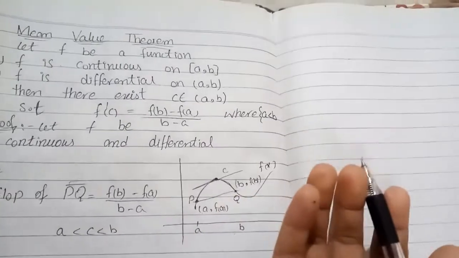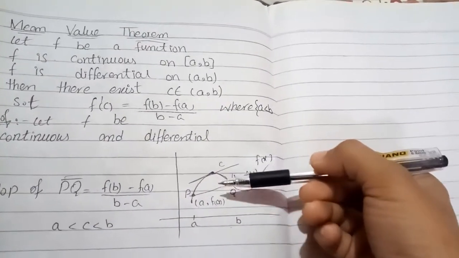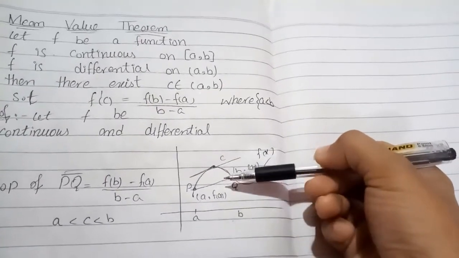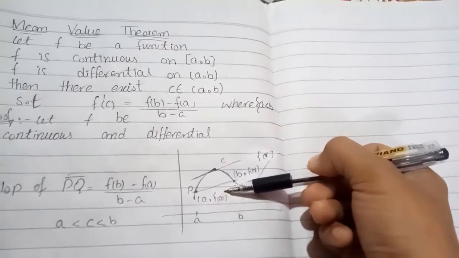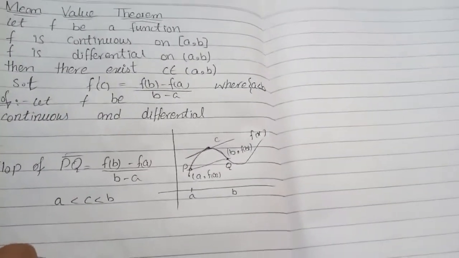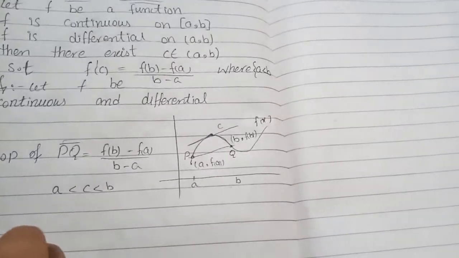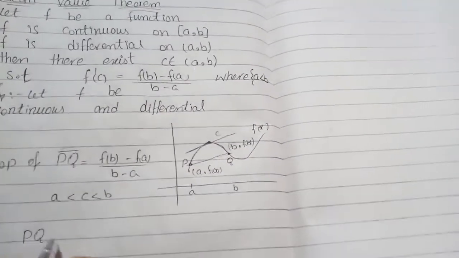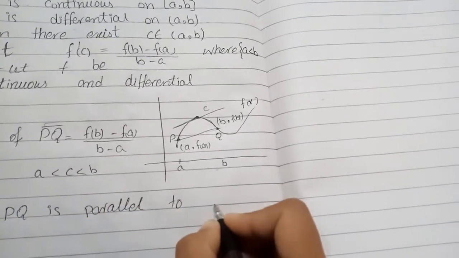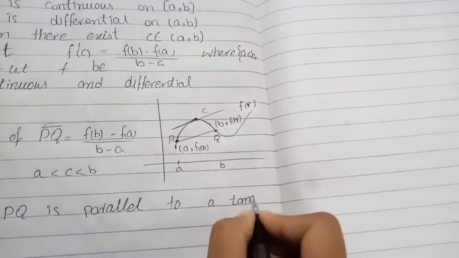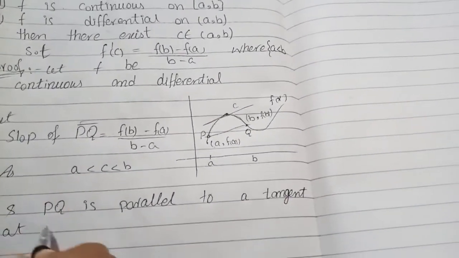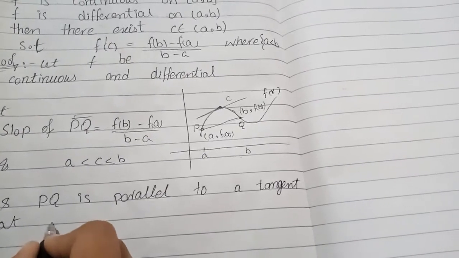According to the condition, the slope of the line here and the slope of the line here are equal, because the tangent line at point c is parallel to PQ. So we say that PQ is parallel to the tangent at point c.